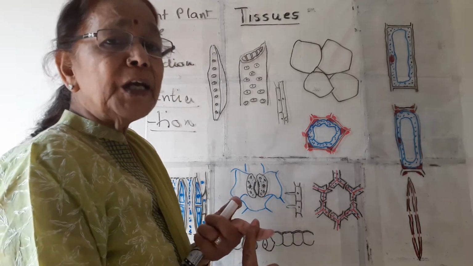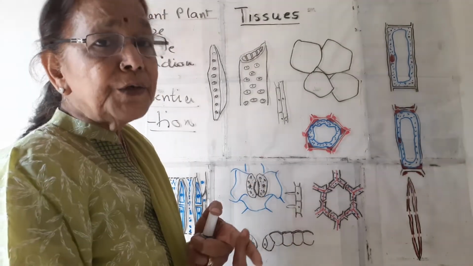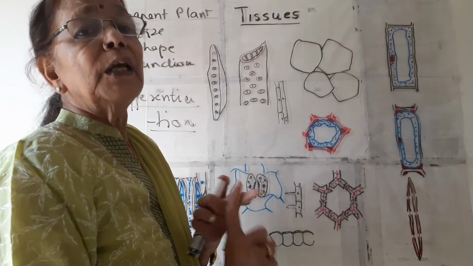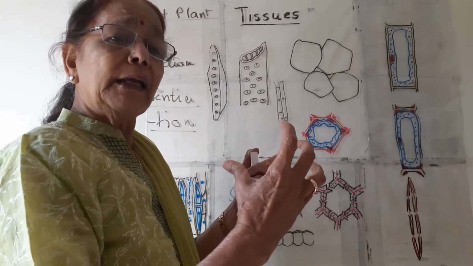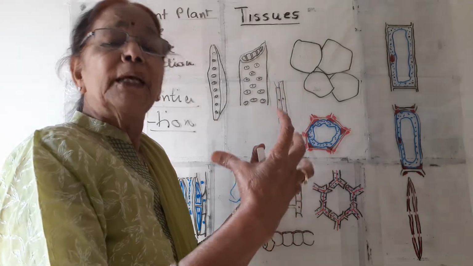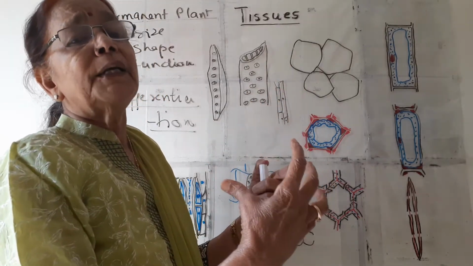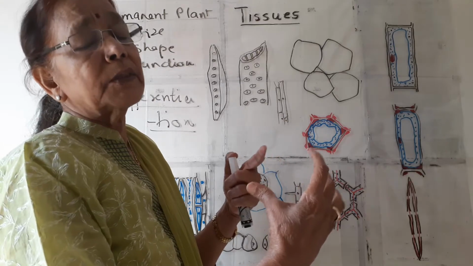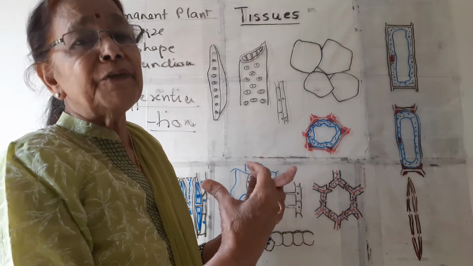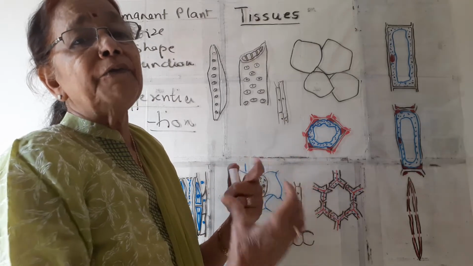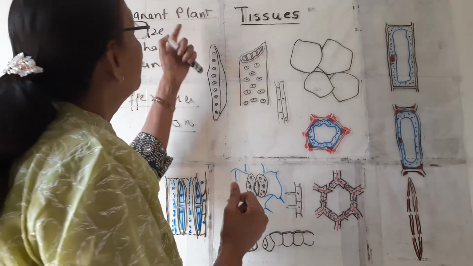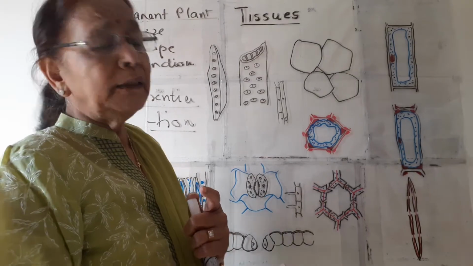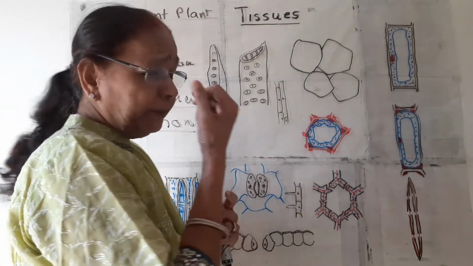The size is changed, the shape is changed, and these cells do a particular function. And if they are present in groups, then these groups form a tissue which is responsible for a specific job in the life of the living organism. In this way, permanent tissues are formed in plants.